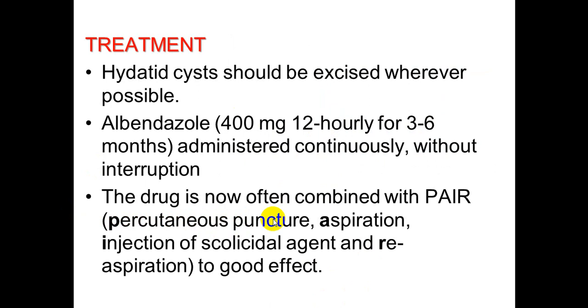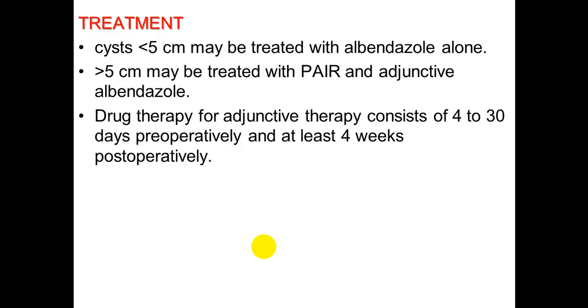The drug is now often combined with percutaneous puncture, aspiration, injection of a scolicidal agent and re-aspiration to give a good effect. What this means is, in addition to medical treatment, we can aspirate the content of the cyst and at the same time inject a scolicidal agent and re-aspirate. They use scolicidal agents such as hypertonic saline or alcohol, ethanol.